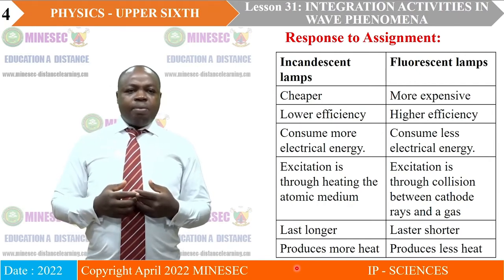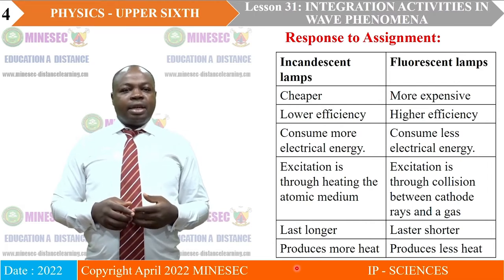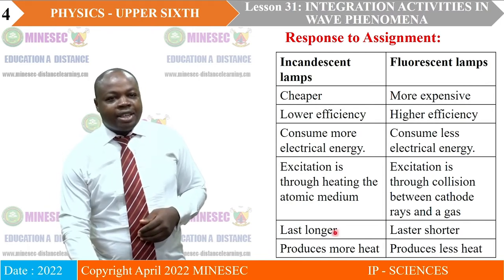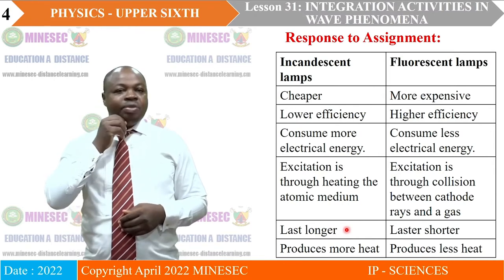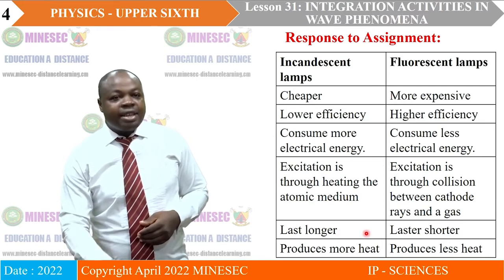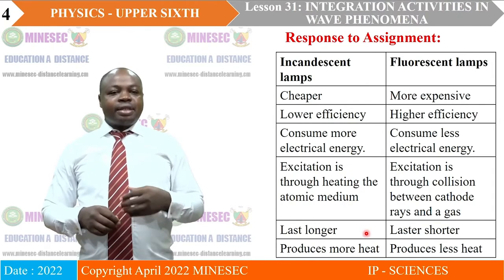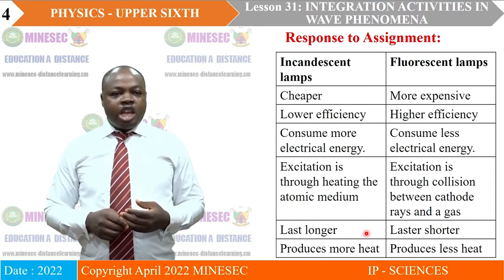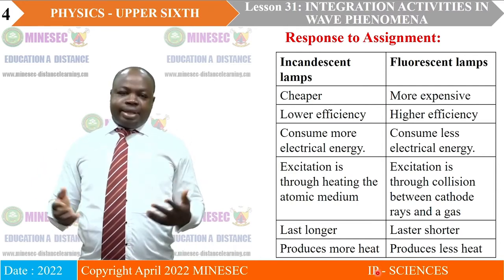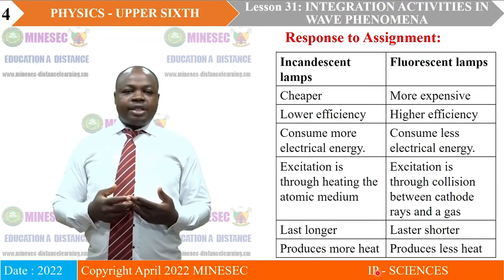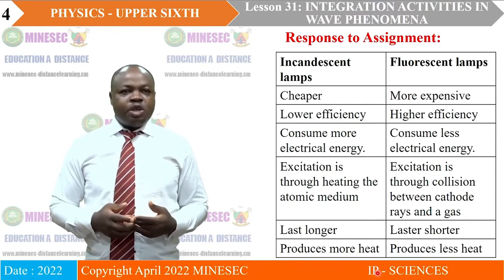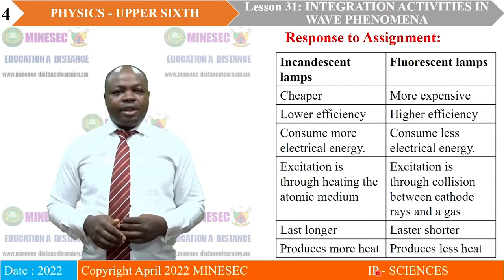Now, incandescent bulbs last for a short time. That's a mistake there. Incandescent bulbs last for a short time, while fluorescent bulbs last longer. Reason, because the coil of the incandescent bulb or the filament is easily destroyed by heat. Incandescent lamps produce more heat when they are working, while fluorescent lamps produce less heat. So those are the differences between the incandescent and the fluorescent lamps.